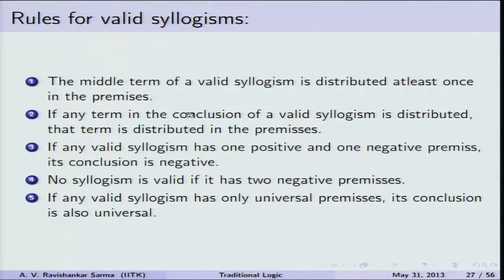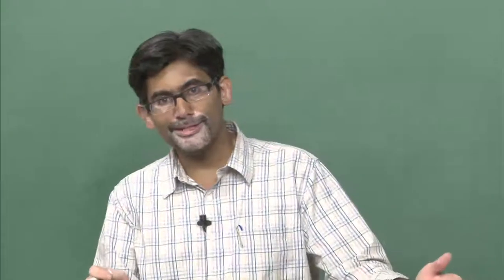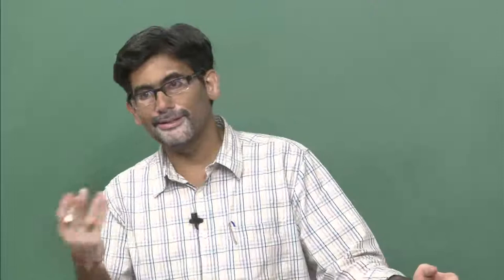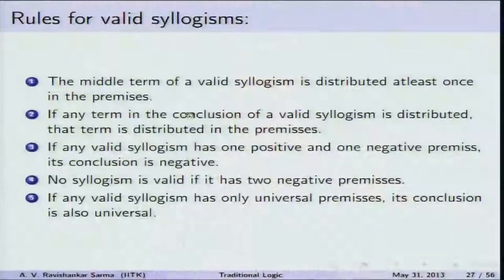You have one affirmative proposition, let us say an A proposition, and then you have a negative proposition, let us say E or O. Then the conclusion has to be either E or O. It cannot be an affirmative proposition. The affirmative propositions are A and I, and E and O are considered to be negative propositions. So this is one of the rules which makes some syllogisms valid.